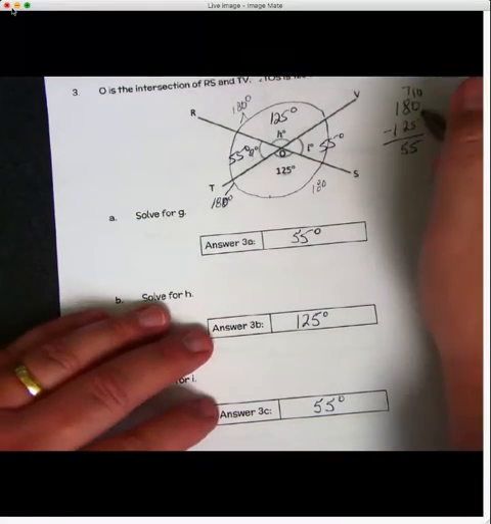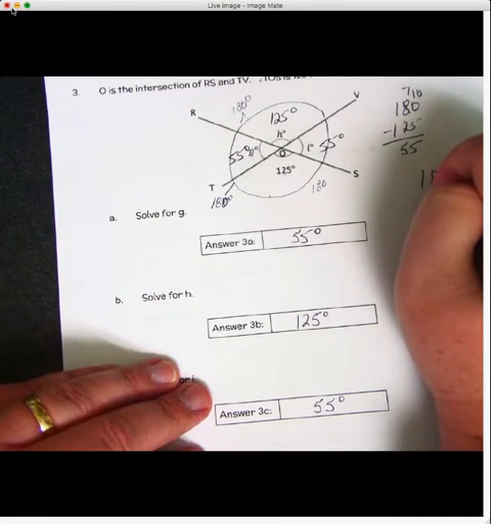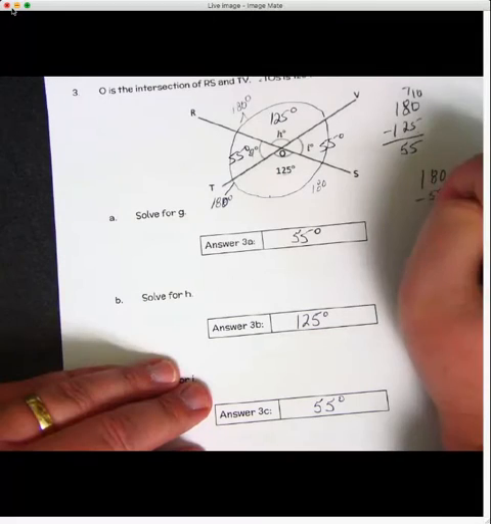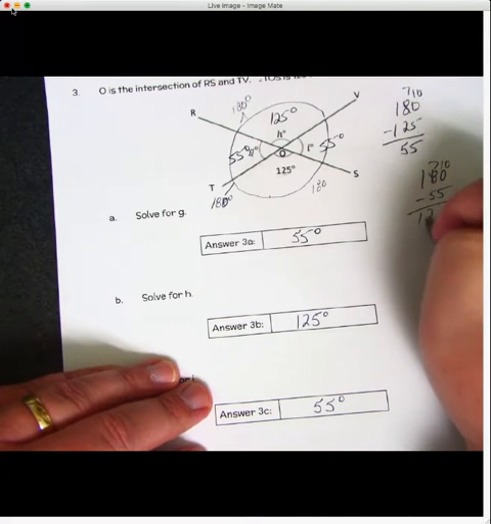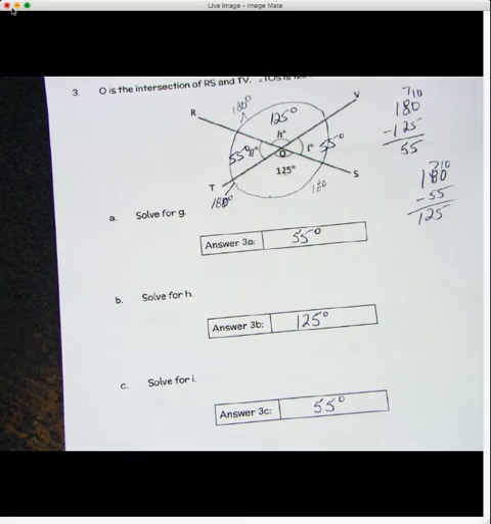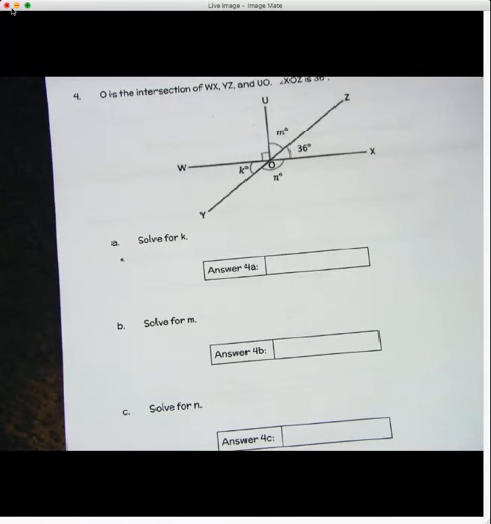Now, I just looked at that, and you can see that in this problem. But if you needed to subtract 180 minus 55, you could have just done it like that, and you would have got 125 degrees. Okay? All right, so I think you got this. I think you're going to get this just fine.